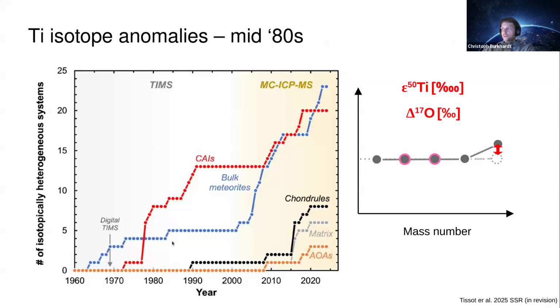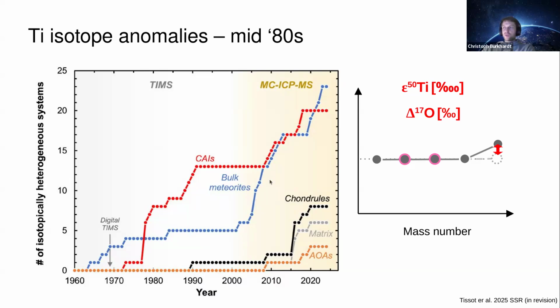And that is titanium. For oxygen, we saw the isotopic variation is in the per mil range. For titanium, these are already measured in parts per 10,000. So the anomaly is smaller. And then again, for almost 20 years, nothing happened. But then around year 2000 and onwards, the field exploded.